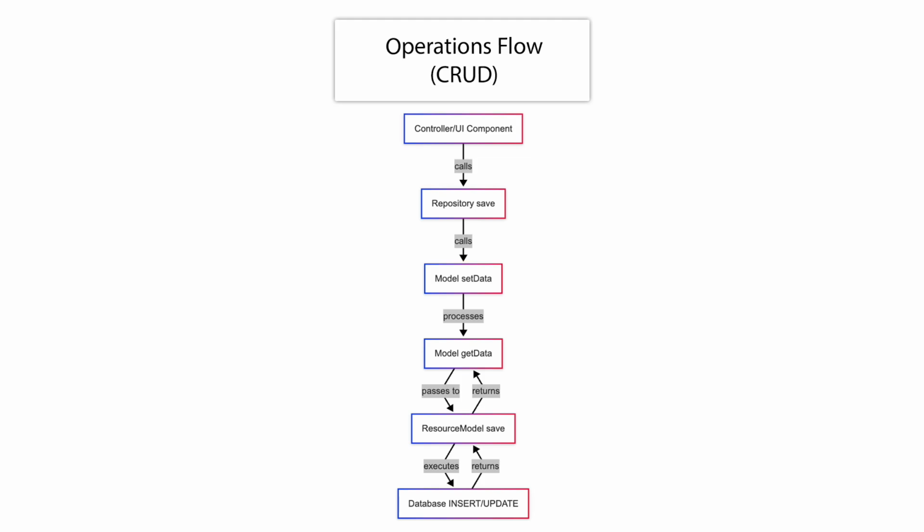This flowchart gives us a more detailed view of how data moves through the system. We can see that 1. The process starts with the controller or UI component calling the repository. 2. The repository works with the model to set data. 3. The model passes that data to the resource model. 4. The resource model executes the actual database operations. 5. The data then flows back up through the chain. Understanding this flow is crucial for working with Magento's data layer effectively.